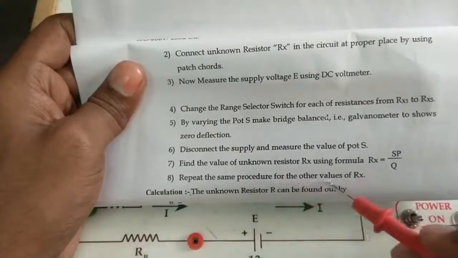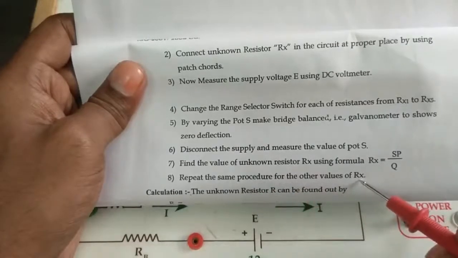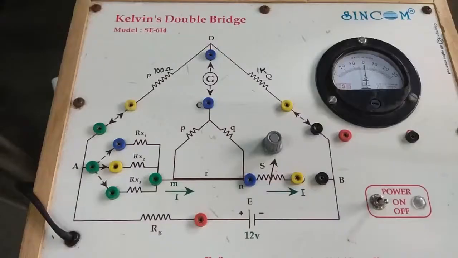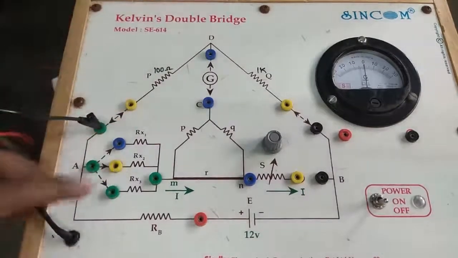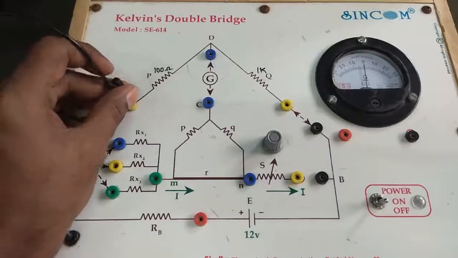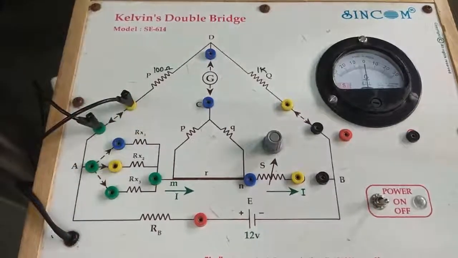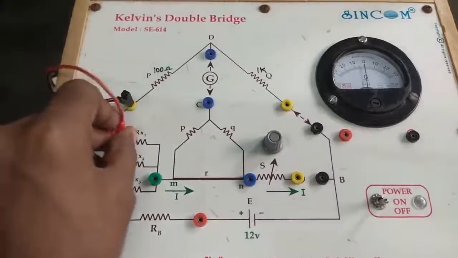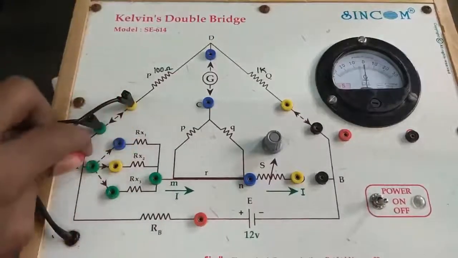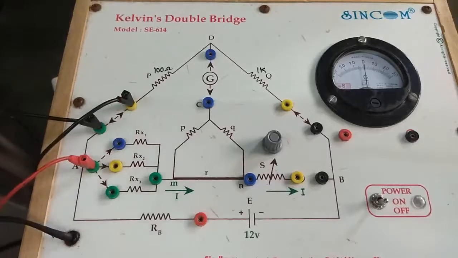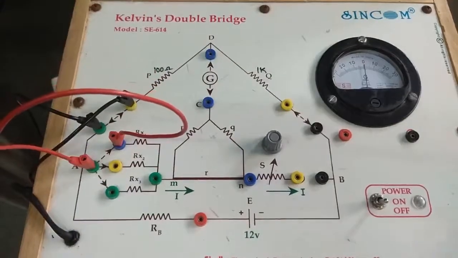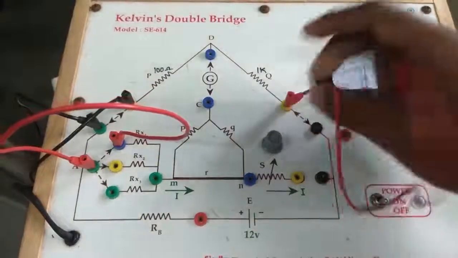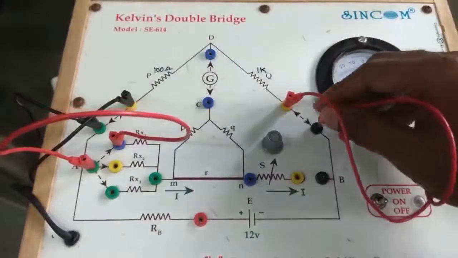Repeat the same procedure for the other value of Rx. Now we will start the connection. We will link your connection from where it is open. Now we will connect Rx1 to the circuit, and we will also close the link here at the point Q and B between.